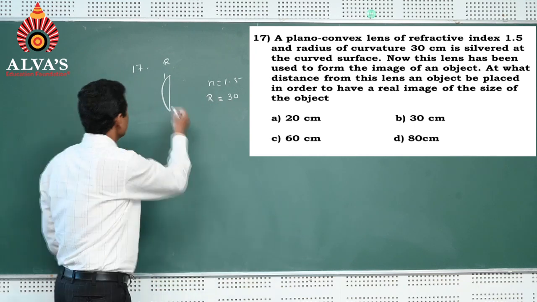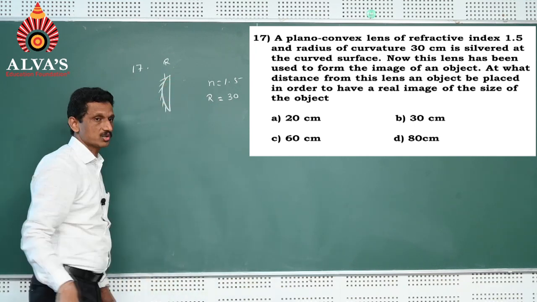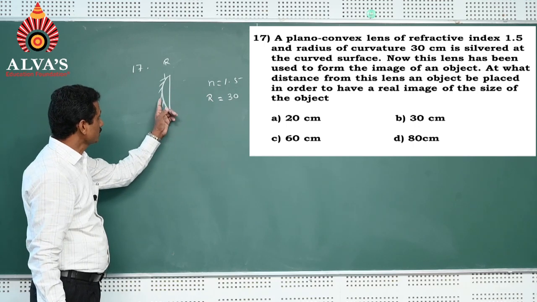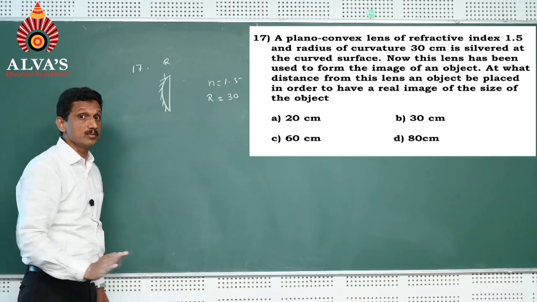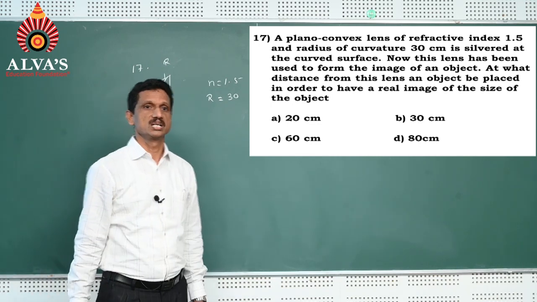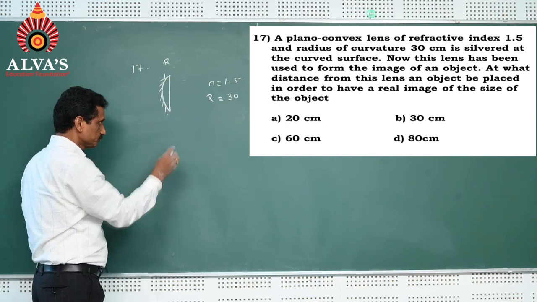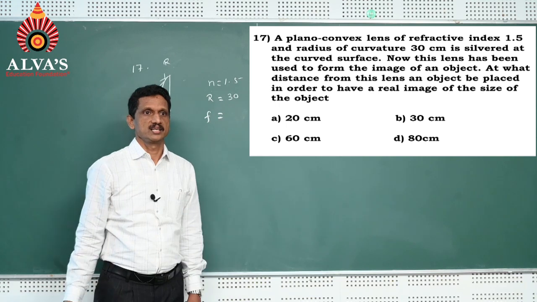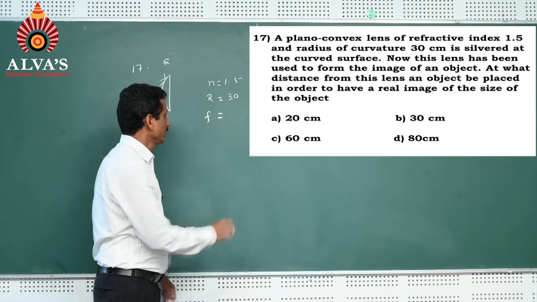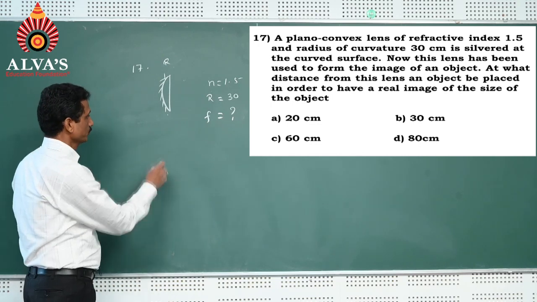Now this lens has been used to form the image of an object when the curved surface is silvered. See, when this curved surface is silvered, it's a very important concept. You can silver the curved surface or you can silver the plane surface also. A number of problems can be framed on this concept. Here the curved surface is silvered. Now focal length is given. Our aim is to find out the focal length.